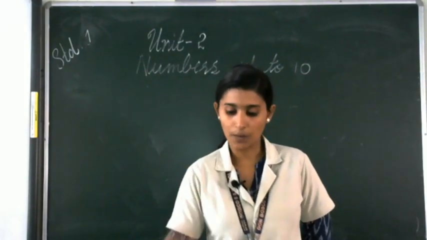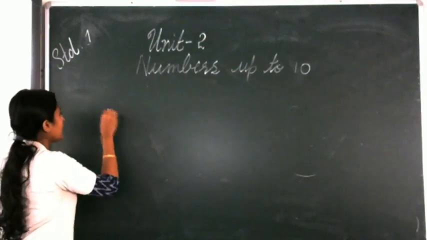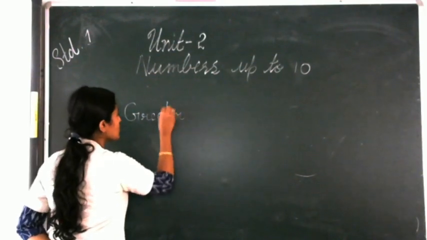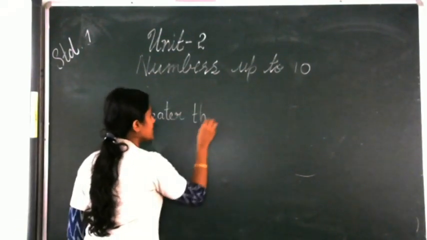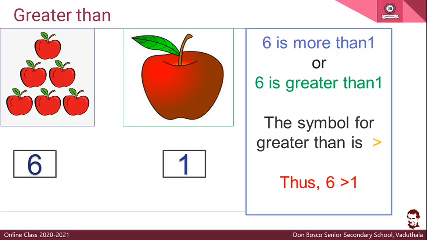The first topic is greater than. So, in the first picture, you can see the apples, no? How many apples are there? Can you count? 1, 2, 3, 4, 5 and 6. So, in the first picture, you can see 6 apples.